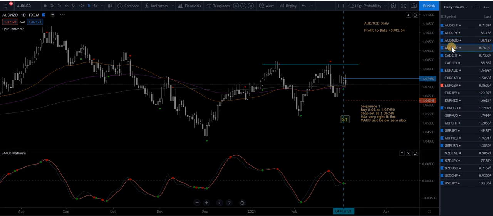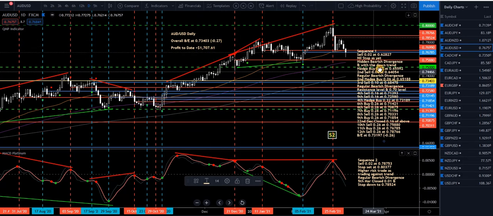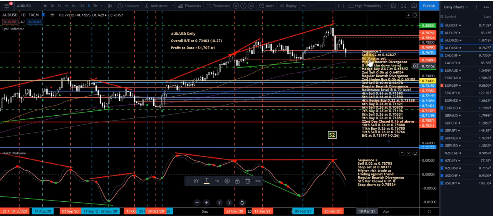Aussie USD, again, like the Aussie Swiss, it's an old sequence one that starts back from the left somewhere. I'm not going to scroll back. In the meantime, sequence 2 is also in play. Very similar. Overall break-even is yellow solid line here. So we're not too far away from that. Making some decent profit. You can see my overall profit, my overall break-even level. So sequence 1's that long-winded. You can read my notes, just pause the video, read all the trades that are involved.